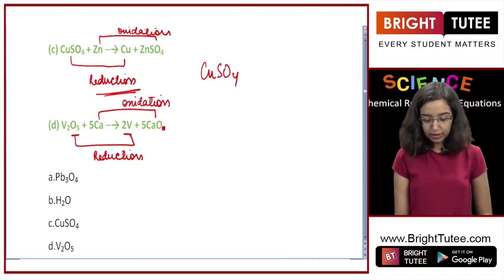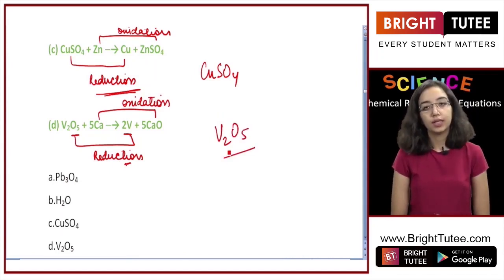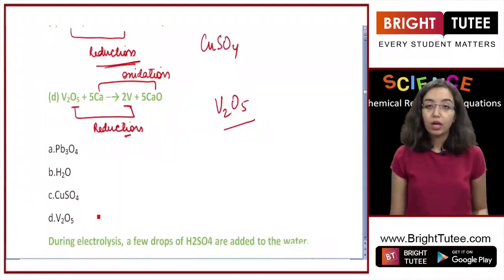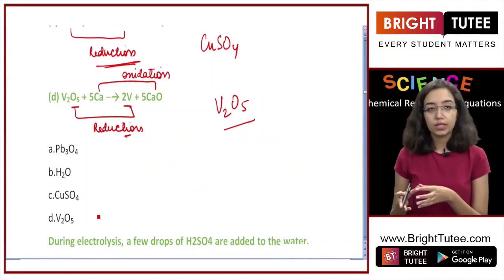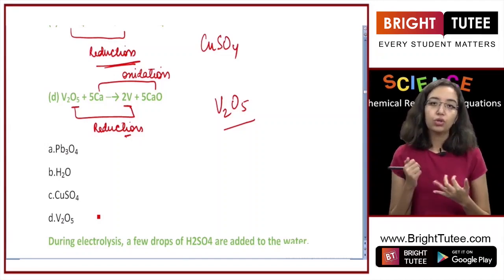because oxygen is added. So the substance which gets reduced, that is V2O5, is our oxidizing agent. So we have our answers as lead oxide, water, CuSO4 and V2O5. This suggests that a substance which is getting reduced will be the oxidizing agent. To get reduced, an element has to either lose oxygen or gain hydrogen.